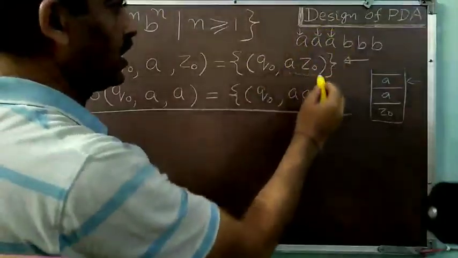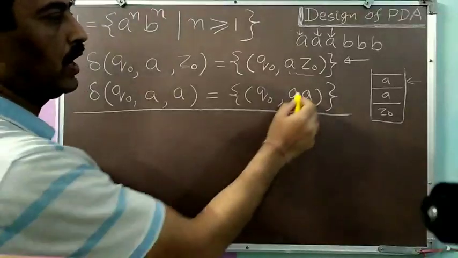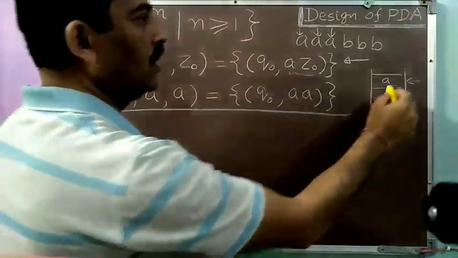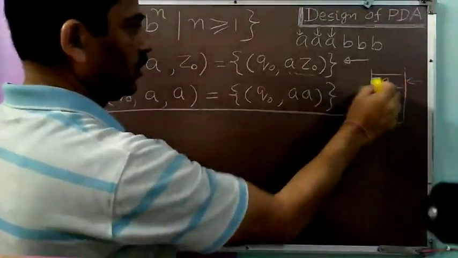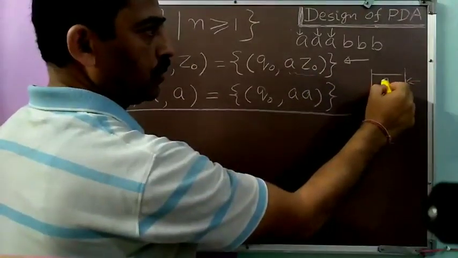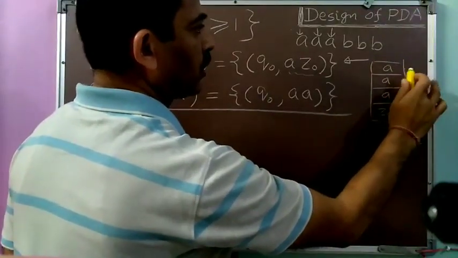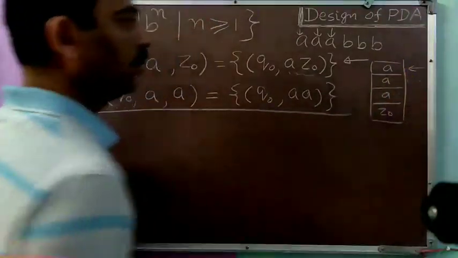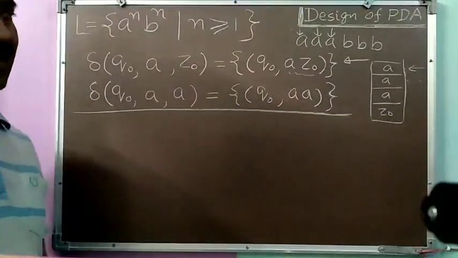So when this third A comes, I will again take this transition. I will remain in the state Q0 and I will push this third A as well. So I will push this third A, meaning double A I will be writing. The first A will maintain its top and then the second A will be pushed. So now this will be the status of the pushdown store. In this manner, I have pushed all the A's.